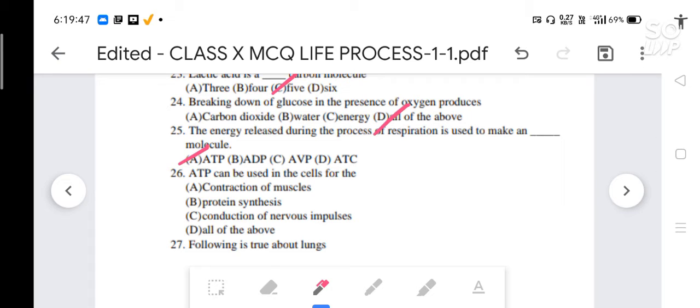So moving on to the 26th number, ATP can be used in the cells for what purpose? Contraction of muscles, means contraction and relaxation, you have already read. Protein synthesis, yes. Conduction of nervous impulse, means when the nervous impulse is put on the cells, they conduct. So the correct option is all the above.